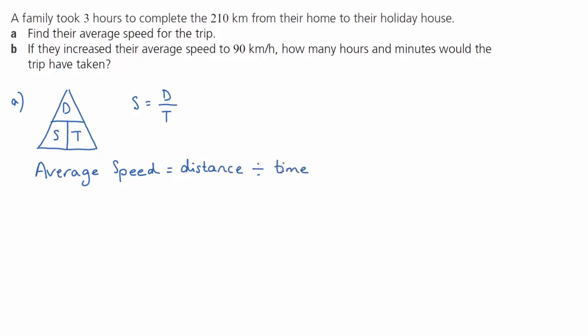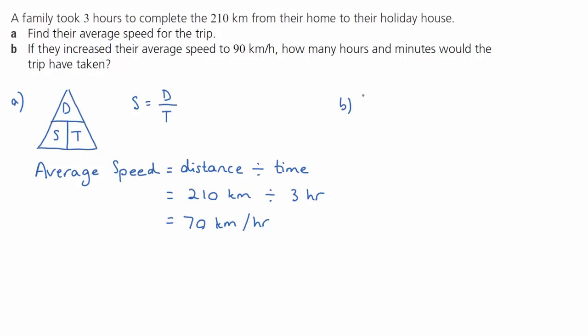In our question, we can see that the distance was 210 kilometers and the time was 3 hours. So we have 210 kilometers divided by 3 hours, which is 70 kilometers per hour. It's important that you remember to put the units in your answer. Now we're asked that if the family increases their average speed to 90 kilometers per hour, how many hours and minutes would the trip have taken?